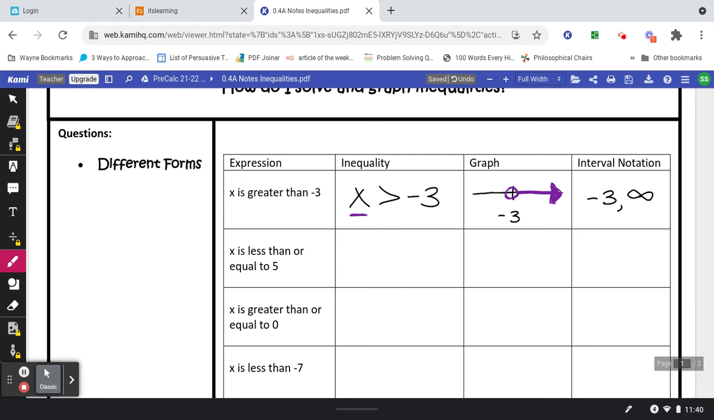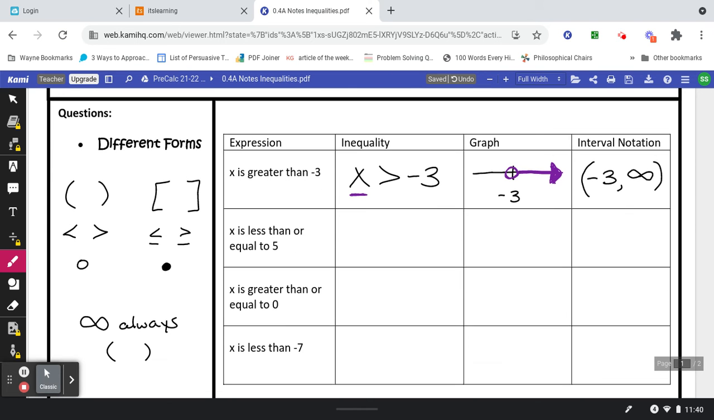Now, we're either going to use parentheses or brackets. You're going to use parentheses anytime that you have a less than or a greater than, and that's also when you would use your open circle. For your less than or equal to, greater than or equal to, that's when you would use your closed-in circle for the graph and your brackets for the interval notation. So -3 is going to be an open parenthesis because we have an open circle, and infinity is always a parenthesis.